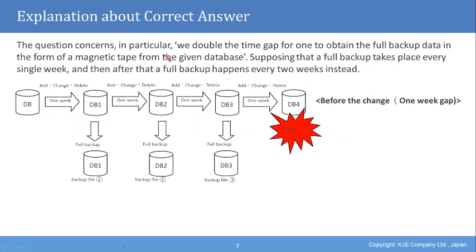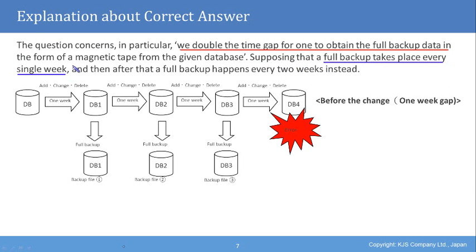Now let us get back to the question. The question said that we are going to double the time gap for one to obtain the full backup data in the form of magnetic tape from the given database. Now, in order to answer this question, we'll look at two different hypothetical cases. So first of all, we're going to suppose that a full backup takes place every single week.